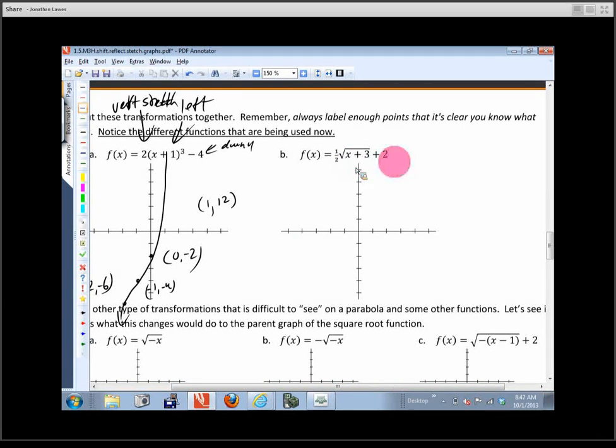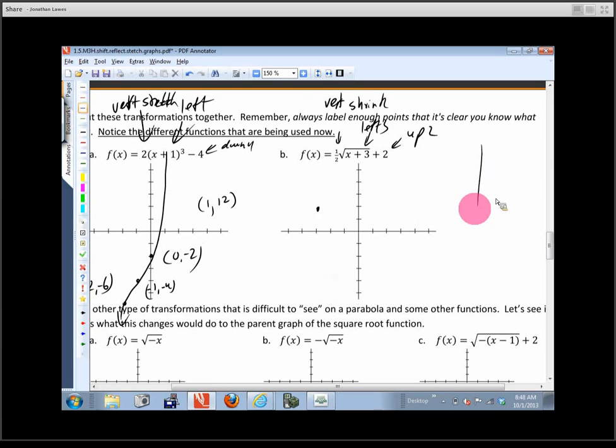Let's take a look at this right here. Again, let's start at the back. What's this going to do? Up 2. What's that going to do? Left 3. And what's the 1/2 going to do? Okay, a vertical shrink, or we could also think of it this way. It's going to make the points half as tall as they used to be. Okay, so here's what I'm going to do. We're going to go, let's see, left 3 and up 2, left 3 and up 2, so we're right here.